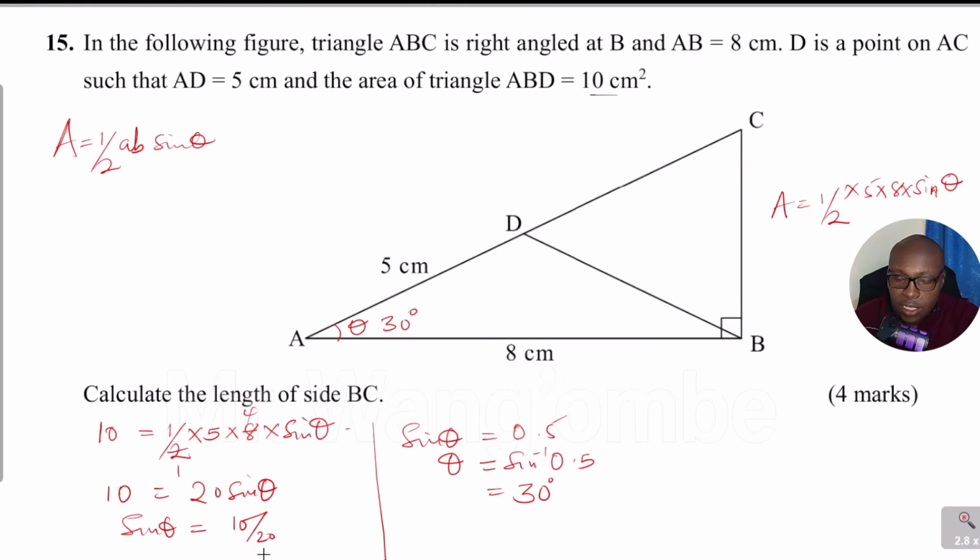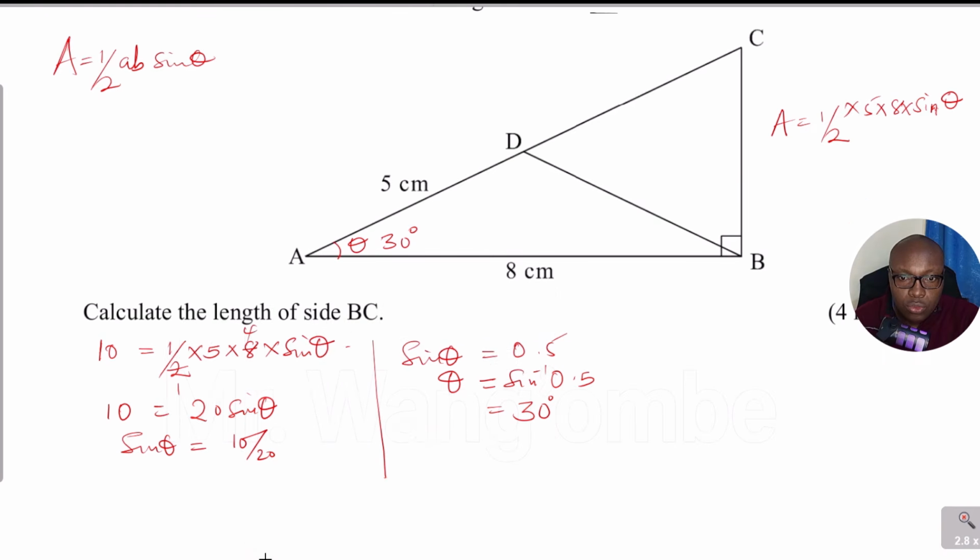Now, after getting that angle, it will now be easier to get the required side, that is side BC. Consider now triangle ABC. It is a right angle triangle, and you have AB 8, and then you have the angle. So you can use the trigonometric ratios. The best one to use here, because you're given 30, the side that you require is the opposite side to that angle, and the given side is the adjacent. So you can use tangent.